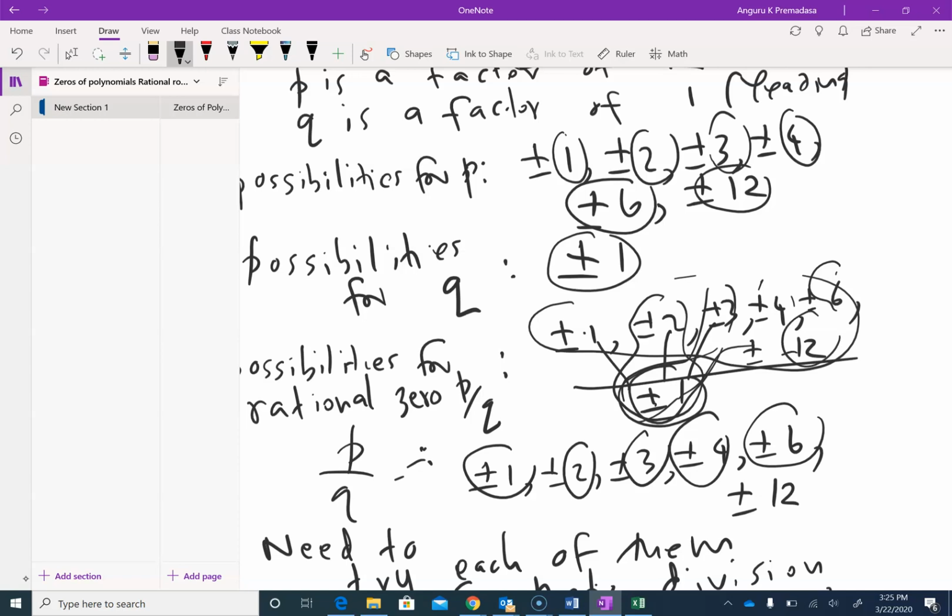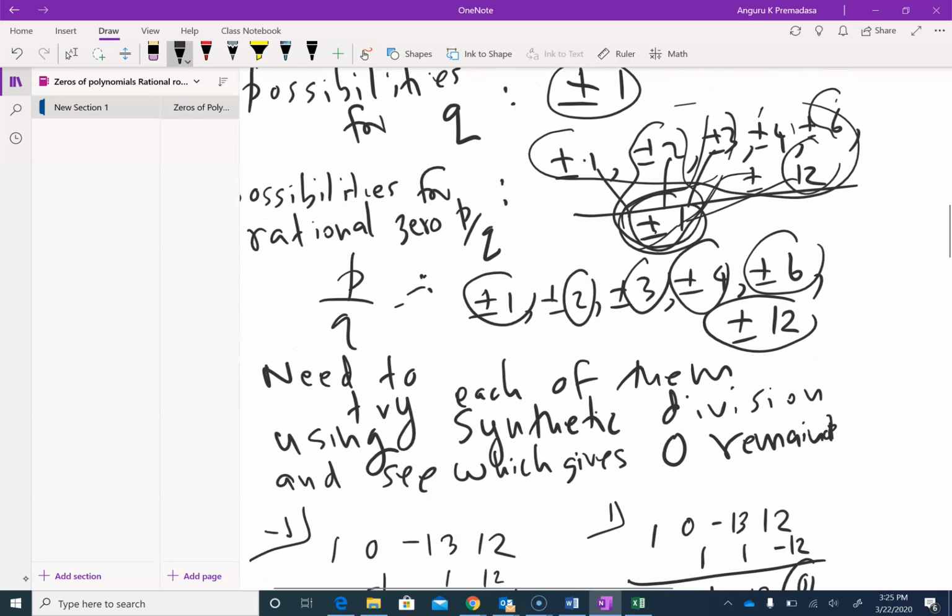Top 12 and bottom 1. So what you're going to do is any one of these matches with anything in the bottom, and can be a match. So how many possibilities will you get? Plus or minus 1, plus or minus 2, plus or minus 3, plus or minus 4, plus or minus 6, and plus or minus 12. So 1, 2, 3, 4, 5, 6. Altogether 12 possibilities.